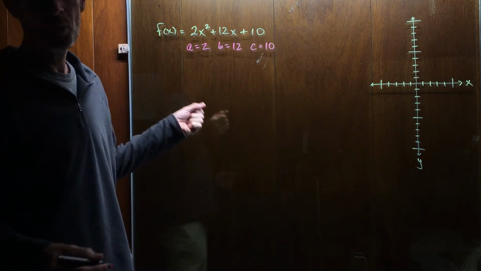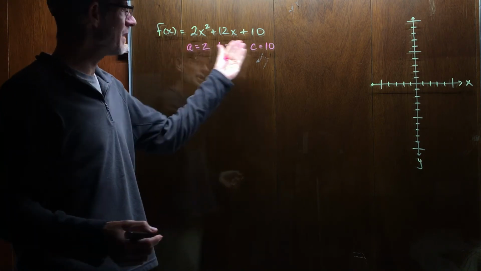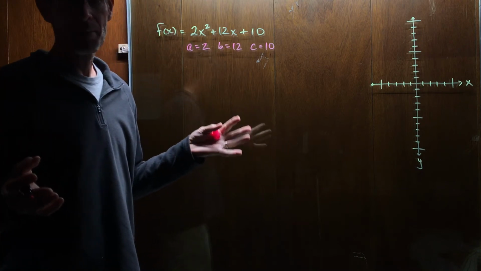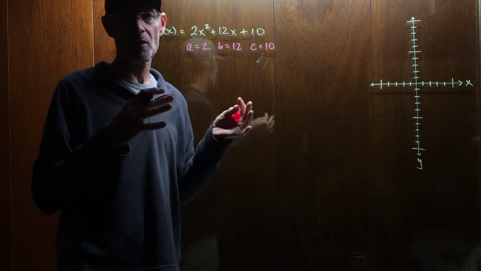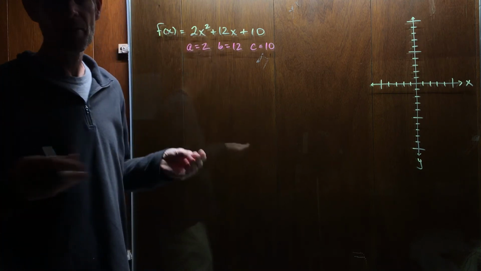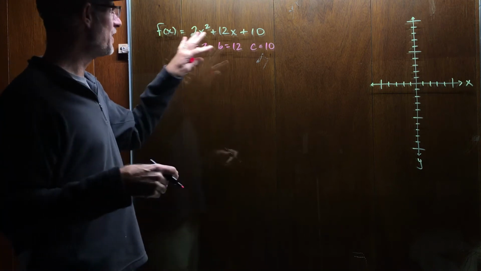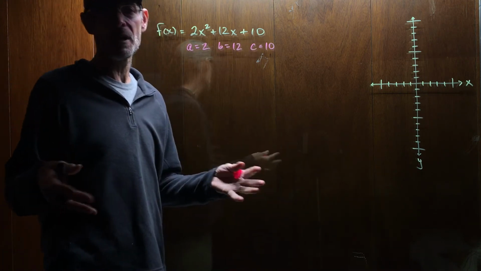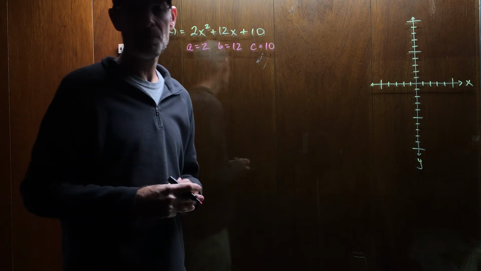What makes this parabola look different than other parabolas is those numbers. As those numbers change, whether or not the parabola opens up or down, is wide or narrow, is shifted to the left or right, is translated up or down, all of those things change as these numbers change. So this parabola with an a of 2, a b of 12, and a c of 10 is going to look different than a parabola that has a different number in one of those positions.